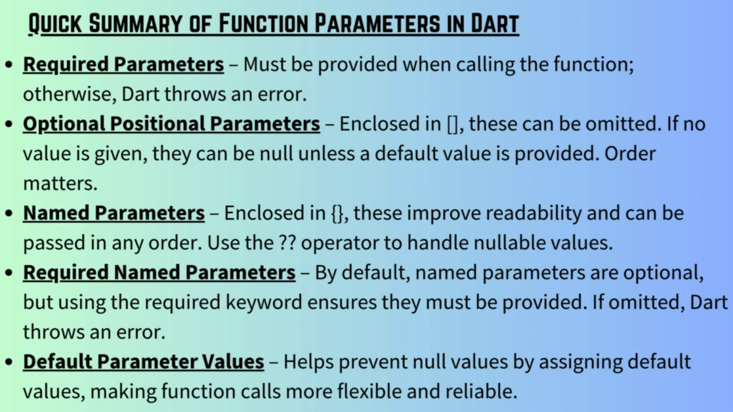To prevent null values, we can set default values for optional parameters. This means that if an argument isn't provided, the function will use the default value instead. This makes function calls more flexible and reliable, as we don't always need to pass every parameter manually.